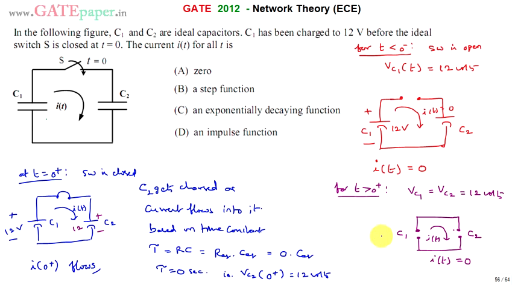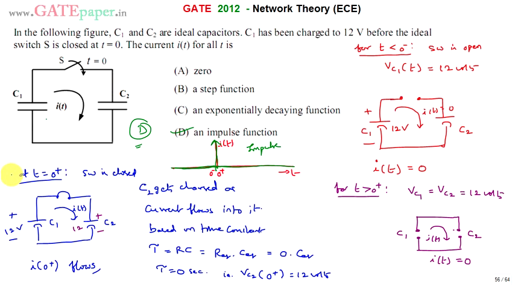Now I am plotting the graph. This is the time axis and this is i(t). This is 0 minus and this is 0 plus; this is for t less than 0 and this is for t greater than 0 plus. The current is 0 till 0 minus, and 0 for t greater than 0 plus, but current flows only at t = 0 plus. That means it looks like an impulse. So the waveform of the current looks like an impulse, and the right option for this question is D.